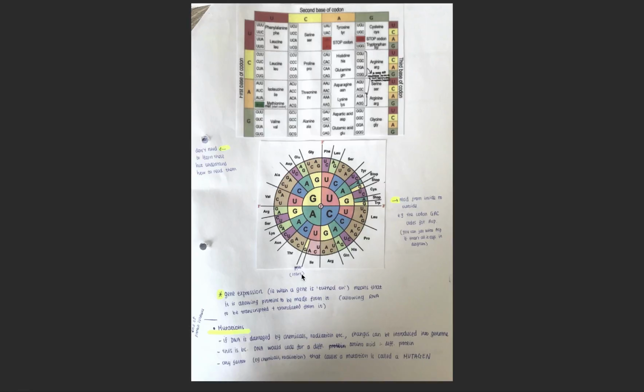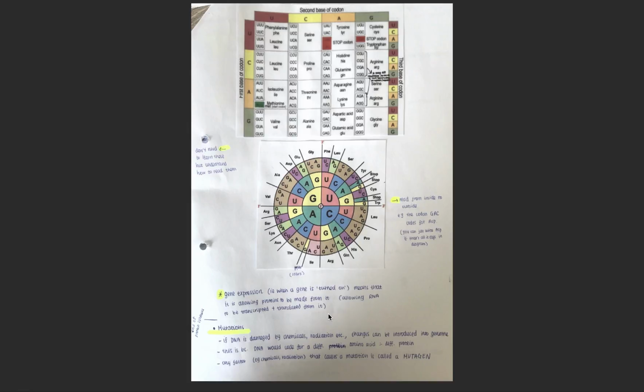So gene expression, when a gene is turned on, which we spoke about in the DNA video, means that it's allowing proteins to be made from it. So this gene is exposed, which allows mRNA to form on the gene, move to the ribosome, tRNA brings amino acids, and it forms a protein. So it can be transcribed and translated.